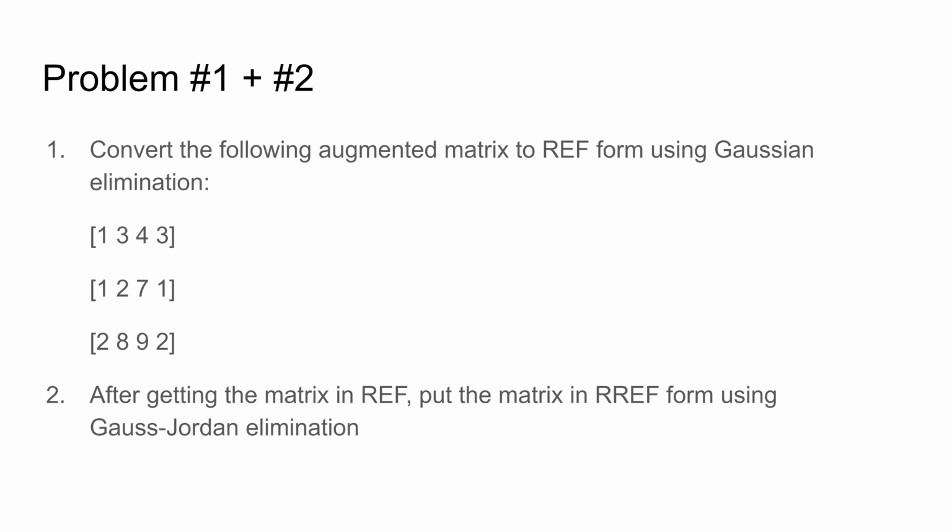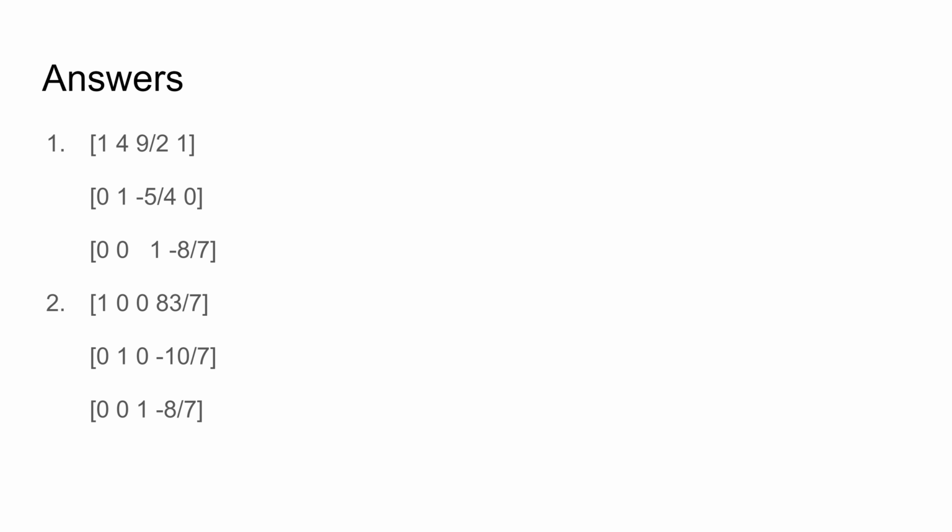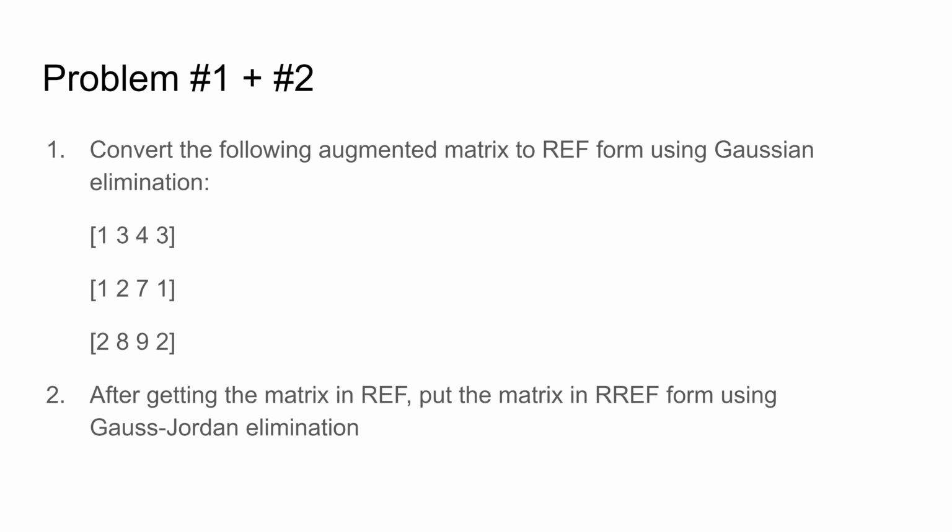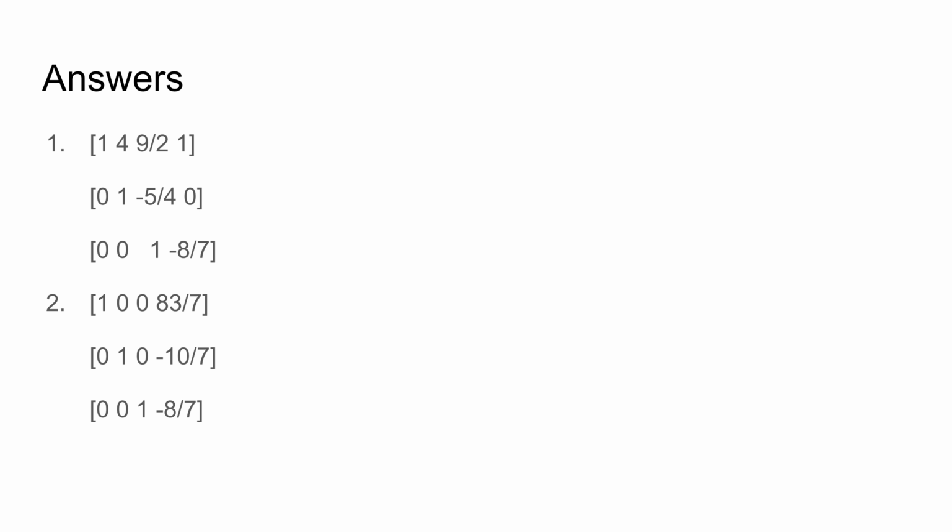So let's say we want to convert the following augmented matrix to REF form using Gaussian elimination. We have the matrix 1, 3, 4, 3, 1, 2, 7, 1, 2, 8, 9, 2. And after you do that, you need to put the matrix in RREF form. So this exercise should essentially show you the connection between the two. They're pretty much the same. It's pretty easy to get it in RREF form after you get it in REF form, but the RREF form is a lot cleaner and tells us a lot more about the matrices than REF form. If you don't want to see the answers, pause and do it yourself. Okay, now I'm going to the answers.